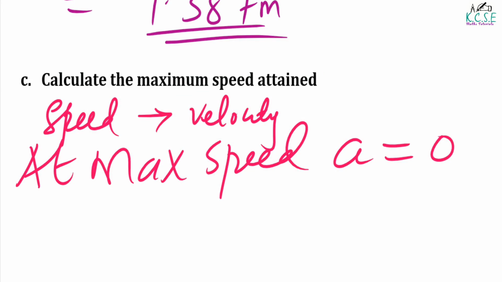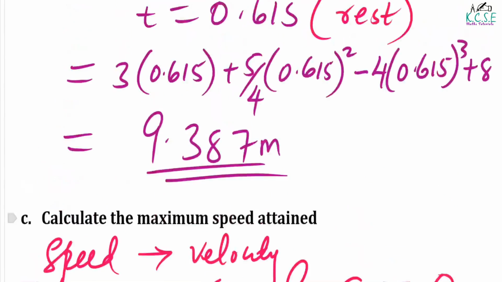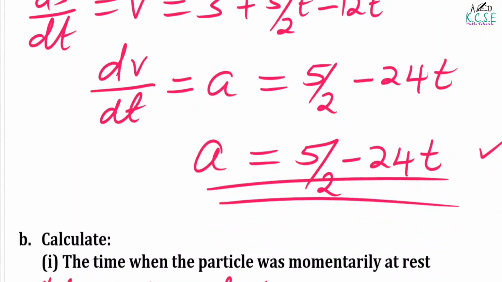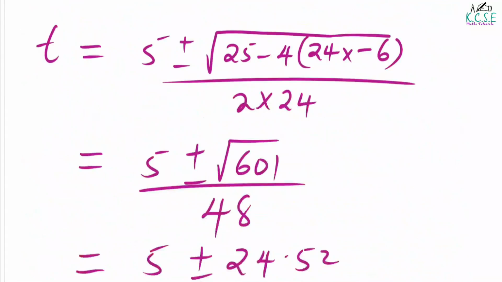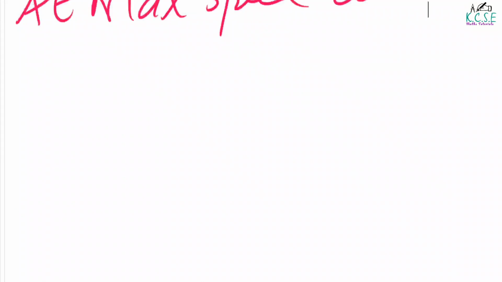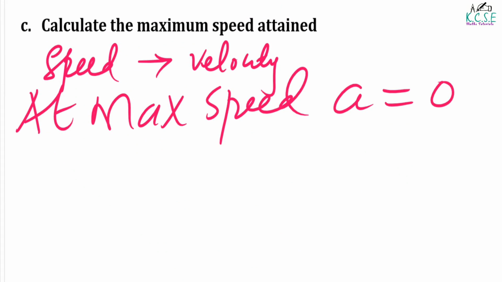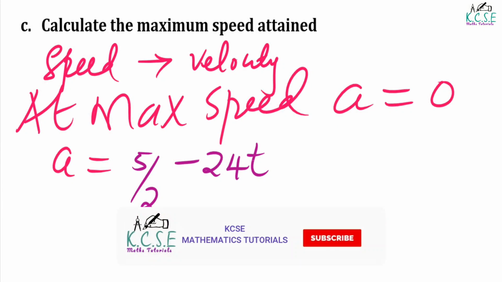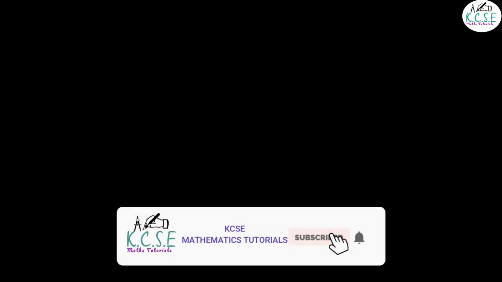And therefore, we shall take the expression for acceleration, which we got in the first part of the question, which is here. Acceleration is given by 5/2 minus 24t. So that is the expression you're going to take. So acceleration is given by 5/2 minus 24t. So at maximum speed, this is supposed to be 0.